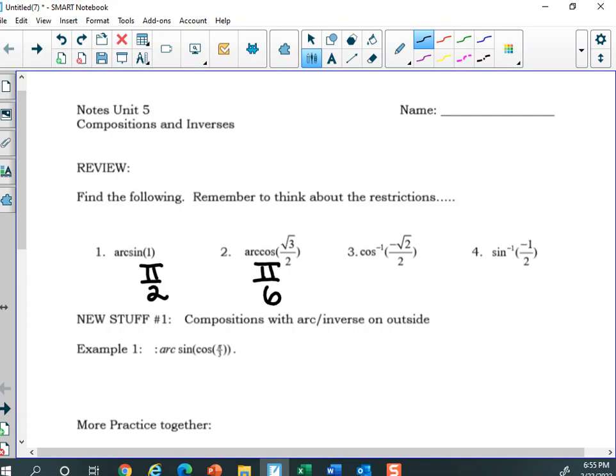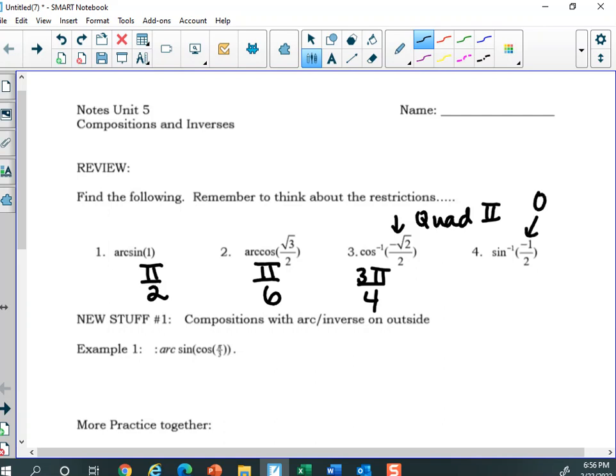The inverse cosine of negative root 2 over 2. So that means we're going to go in the other quadrant. The other quadrant is basically the not quadrant 1 quadrant. For inverse cosine, that means we're going to go to quadrant 2. So that's going to be 3 pi over 4 because of the number.